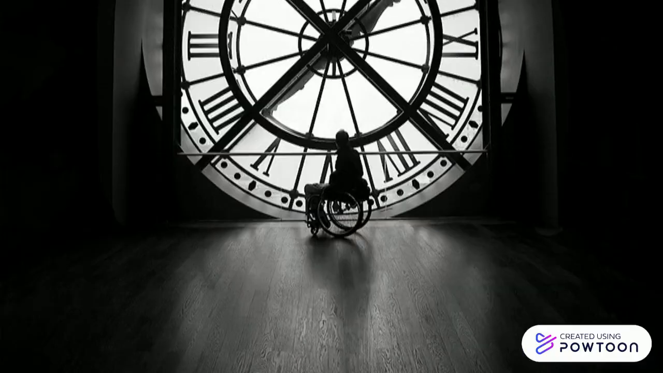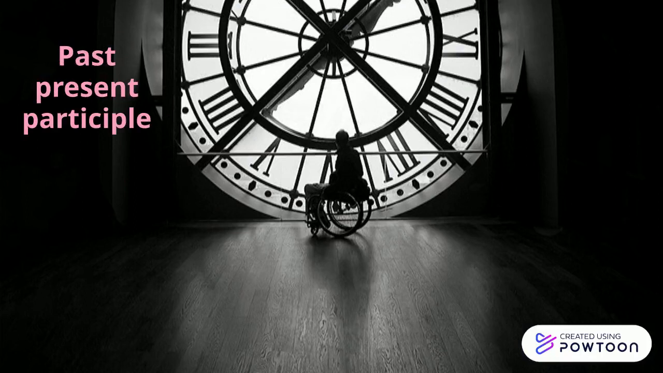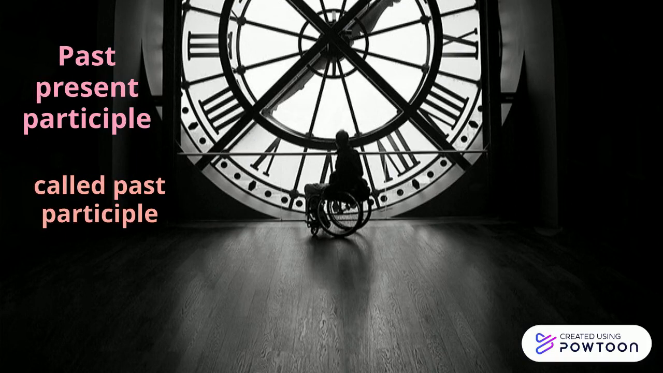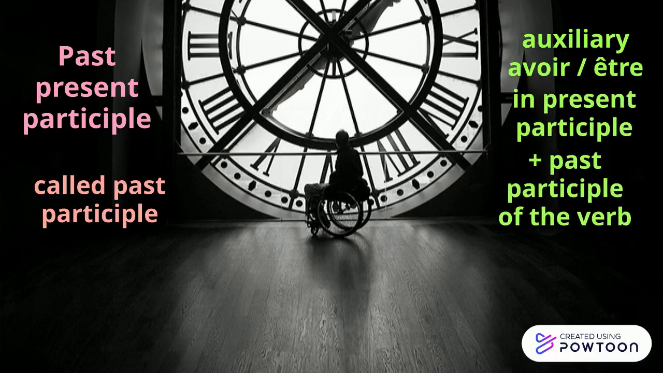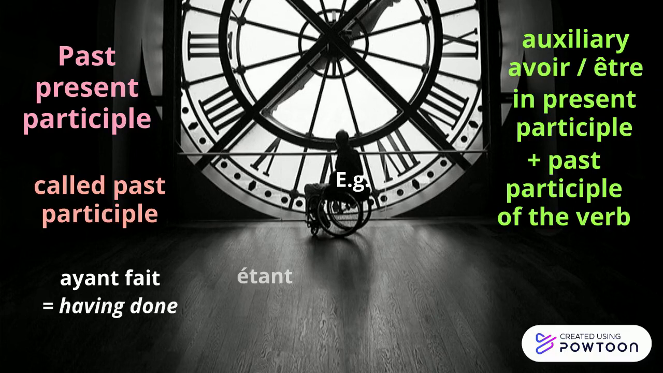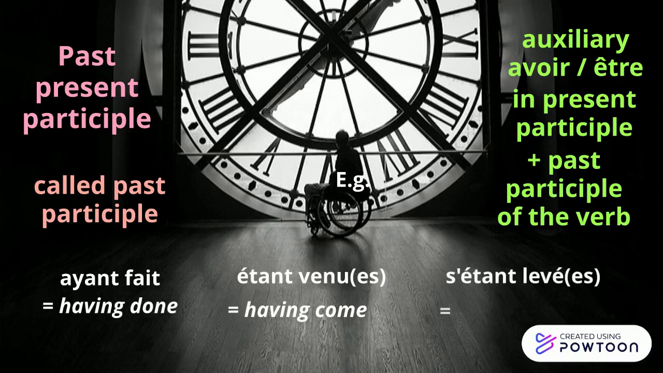And last but not least, know that there is also a past present participle called the past participle. This is the auxiliary avoir or être in the present participle, followed by the past participle of the verb. For instance, ayant fait, having done, étant venu, having come, or s'étant levé, having got up.